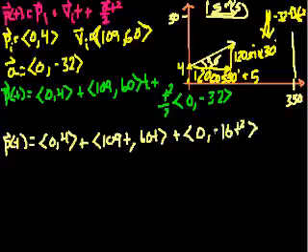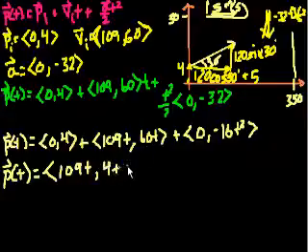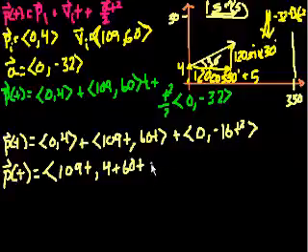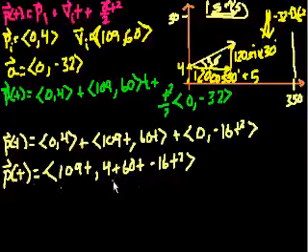And now we can add the vectors. So the position at any point t. So let's add all the x components of the vector. 0, 109t, 0. So we just get 109t. And then what's the y components? 4 plus 60t minus 16t squared. And there we go. We've defined the position vector as a function of any time. So let's solve the problem.